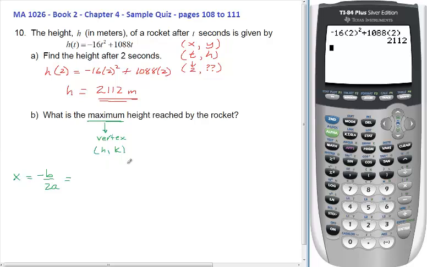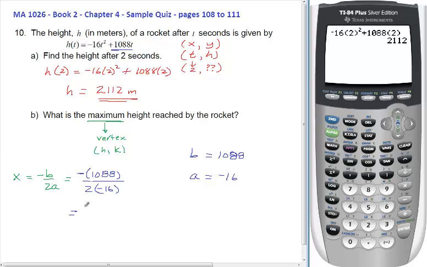So minus b. Now what's b? b is the coefficient of the x term, or in this case the t term. So b is 88. And a is the coefficient of the squared term, and that's going to be -16. So plugging that in, we get minus from the formula, that's this minus right here, and then open bracket 88 close bracket all over 2 times -16.